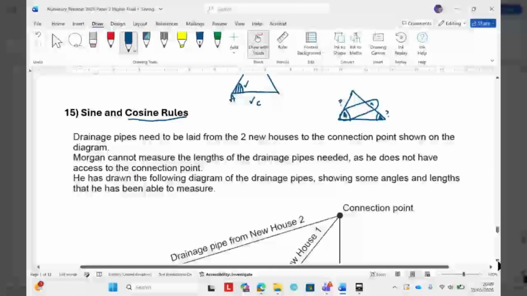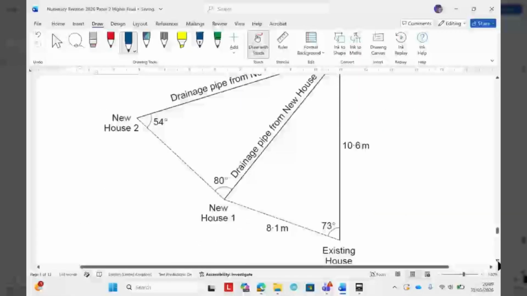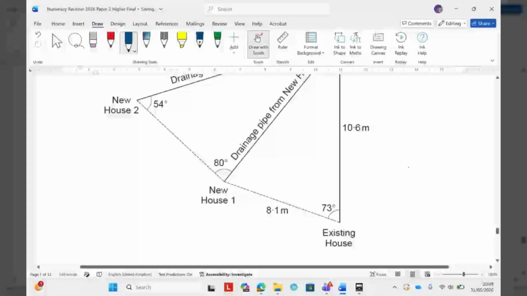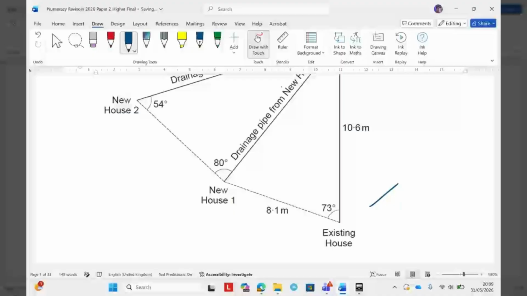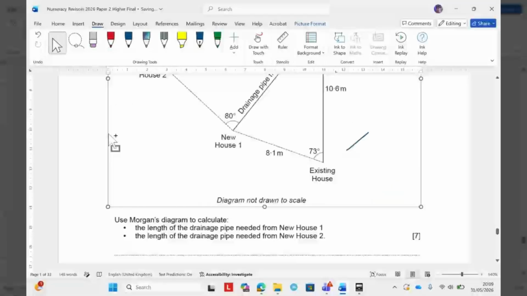Let's start here. Again, I could do with zooming out, really, couldn't I? Not a drawing. See if I can zoom out a bit. Hurrah.